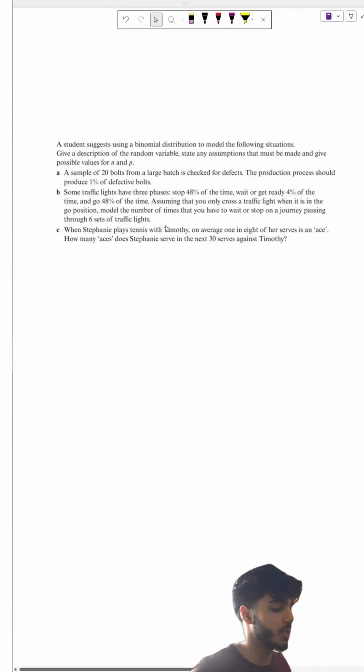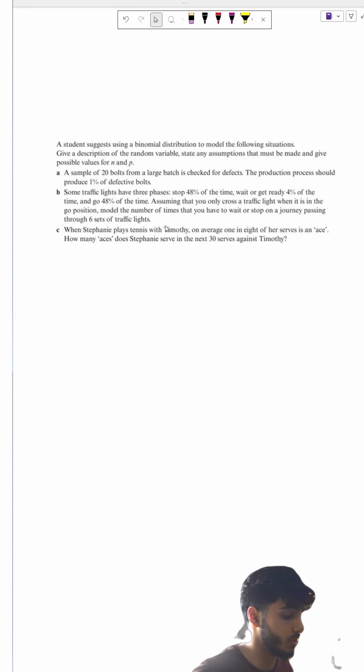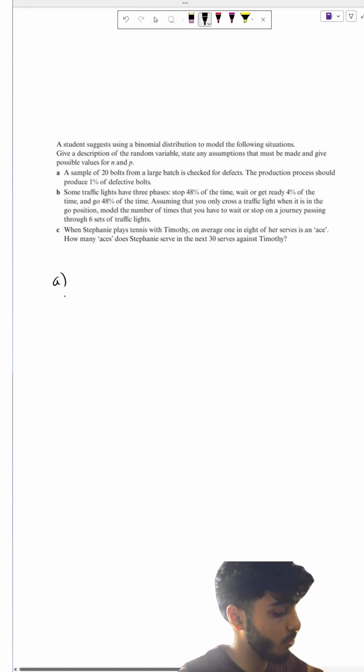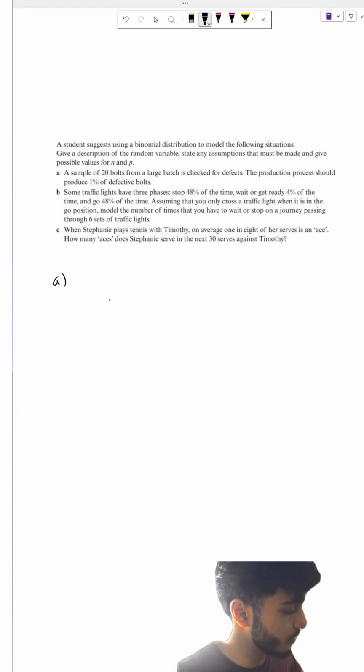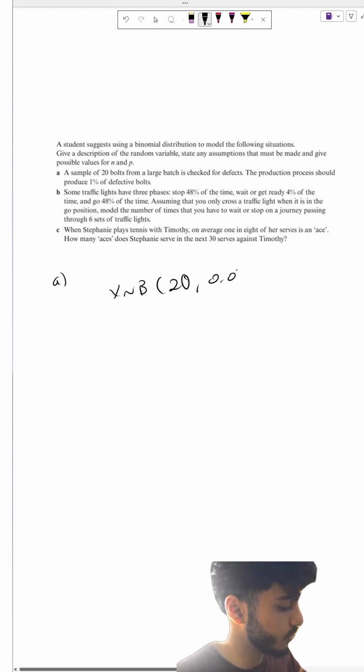The student suggests using a binomial distribution to model the following situations. Give a description. I can't be asked with assumptions. A sample of 20 bolts. The production should produce 1% defective. Possible values, we get X binomial 20 and 0.01.